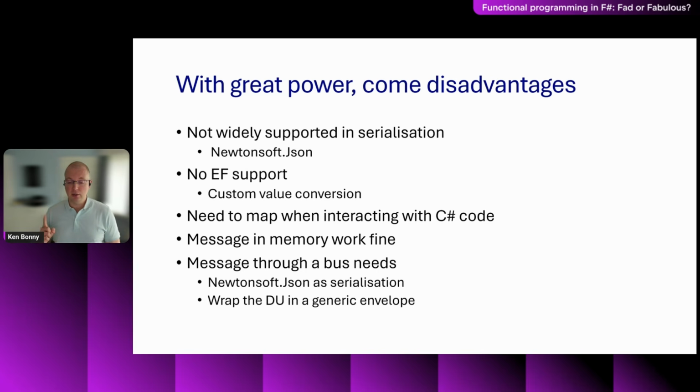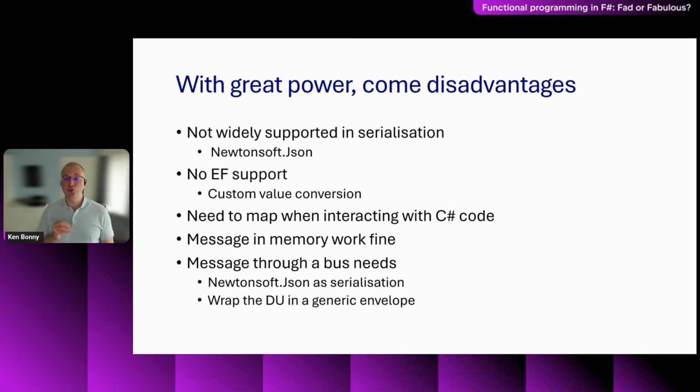Now, it is confirmed that there are going to be unions in the next version of C#. So hopefully this point and the next point will be solved by this time next year. Here's the hoping, because there is also very limited, well, actually there is no entity framework support. For every discriminated union, you will have to write a value conversion.